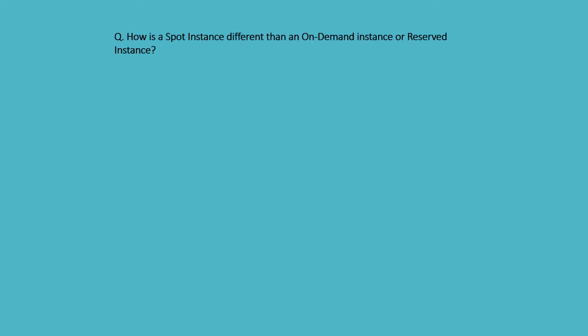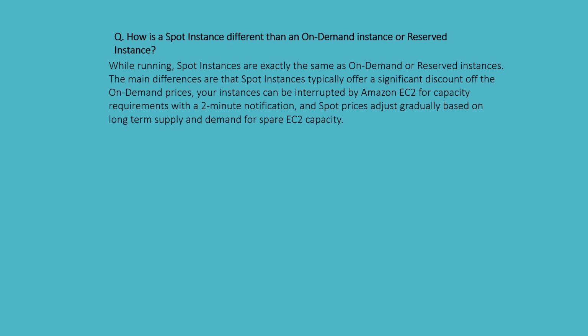How are Spot Instances different from On-Demand and Reserved Instances? While running, Spot Instances are exactly the same as On-Demand and Reserved Instances. The main difference is that Spot Instances are offered at significant discounts off the On-Demand price. Your Spot Instances can be interrupted by Amazon EC2 for capacity requirements with a 2-minute notification. And Spot prices adjust gradually based on the long-term supply of and demand for spare EC2 capacity.